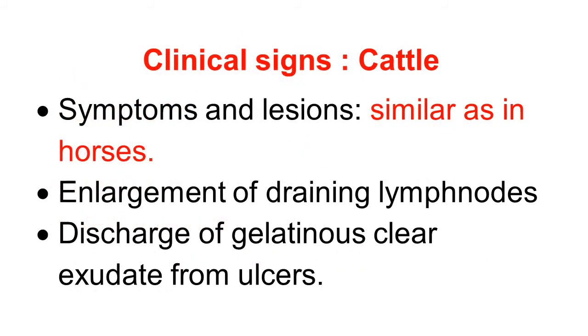Here we see the clinical signs of ulcerative lymphangitis in cattle. The symptoms and lesions are similar to the horses, not much difference. As usual, there is enlargement of the draining lymph nodes, and they discharge a clear exudate from ulcers. Again, there is healing, and again development of abscess and ulcer. So it is nearly the same as that of the horses.